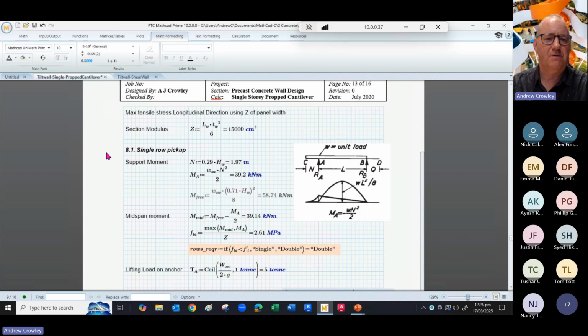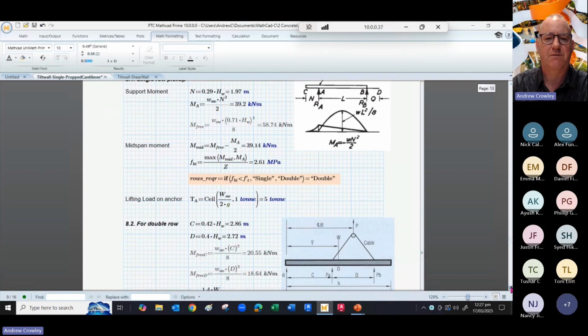And for a single row, when we're picking it up, we're looking at a basic pickup in the middle towards the edge here, which means our support moment MA is 39.2 kilonewton meters. Our midspan moment is 39.14, very similar. And the stress arising from this is 2.61, so that's slightly bigger than our tensile strength. So therefore, a single row isn't enough. We need a double row.